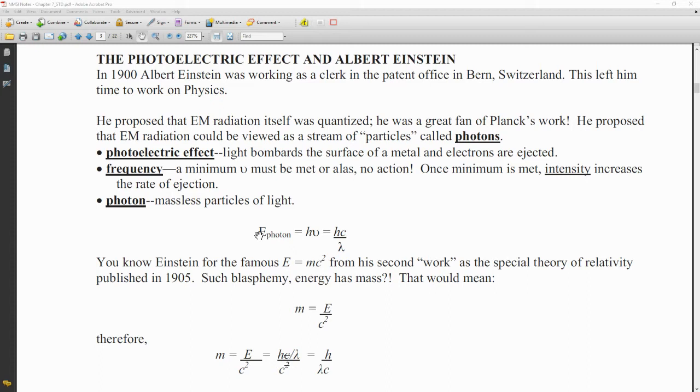So the fact that when light hits a surface of metal, the electrons can actually be hit and kicked out or ejected out of that metal tells us that light can act like a particle. Frequency though certainly is a specific thing for a wave. So that is also important.